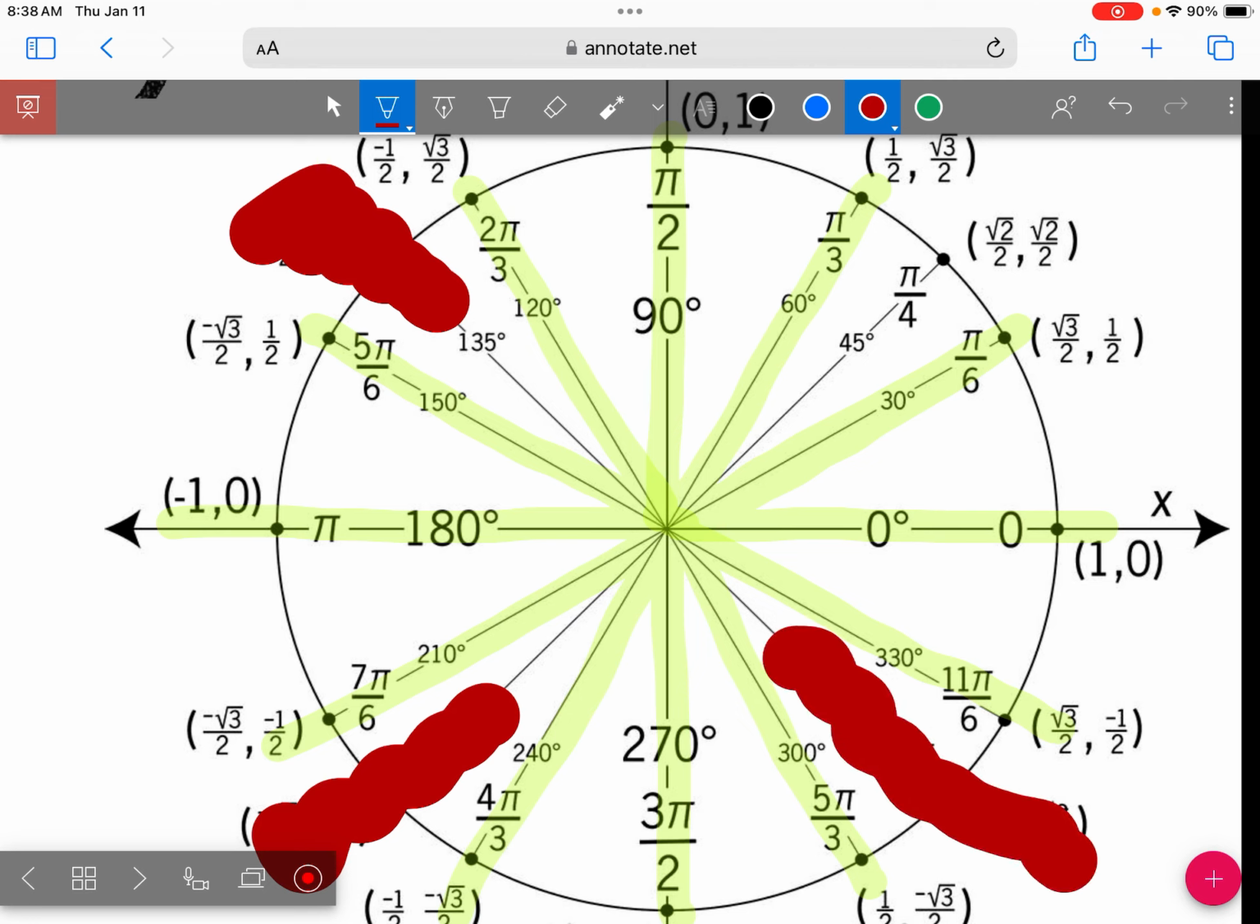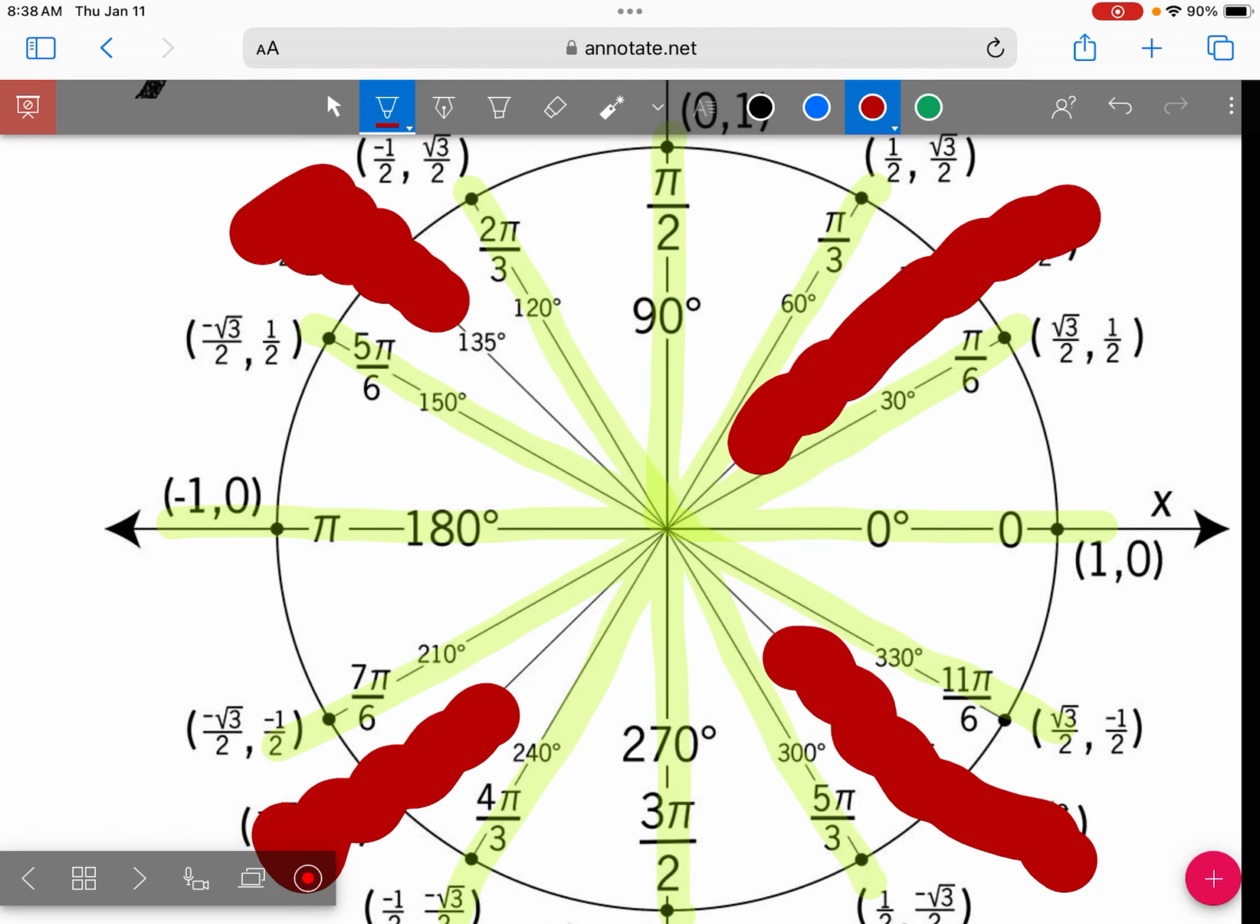Okay, so if I go around the unit circle and ignore those, I'm counting by 1/6, but I'm reducing the fraction. I'm only talking about radians, not degrees. So I have 1/6, 2/6, which reduces to 1/3, 3/6, 4/6. You see how this is a pattern? 5/6, 6/6, 7/6, 8/6, 9/6, 10/6, 11/6, 12/6.